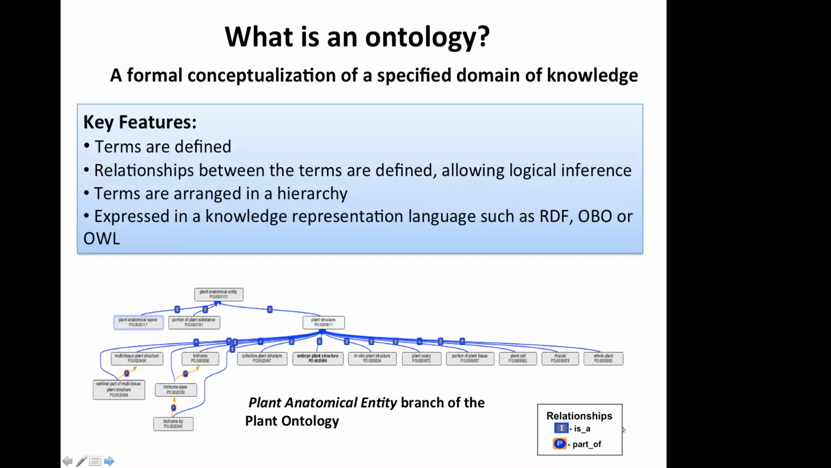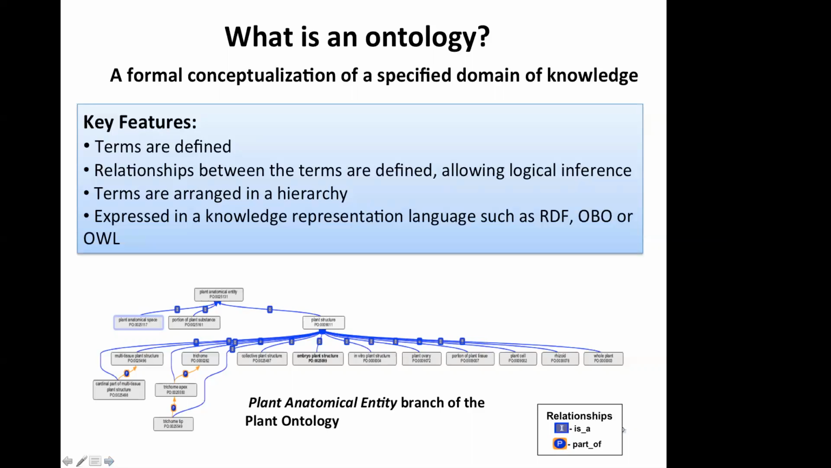So it's a way to describe things that exist in reality. And the key features of ontologies are that the terms are defined, so the names of the objects are defined, and the relationships between the terms are defined, which is very important. And the relationships are shown in this diagram below by the blue lines and the orange lines. And there are different kinds of relationships in different ontologies.